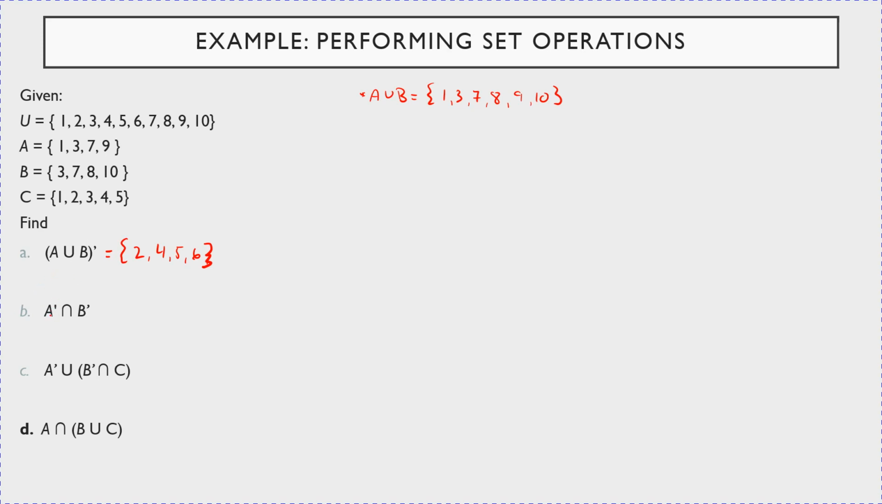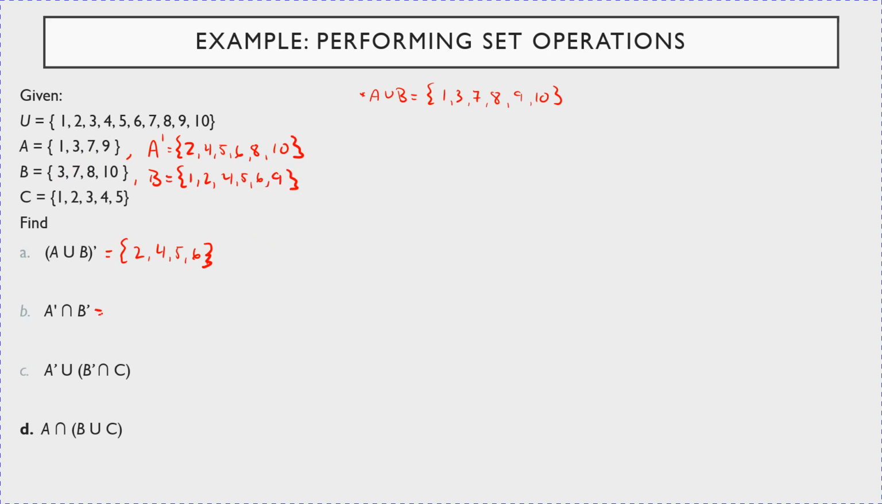All right, now this says A complement intersection with B complement. What I have to do here is find the complements first. Let's figure out what A complement is. It would be 2, 4, 5, 6, not 7, but 8, and 10. And then B complement would be 1, 2, not 3, but 4, 5, 6, and then not 7, not 8, but 9.